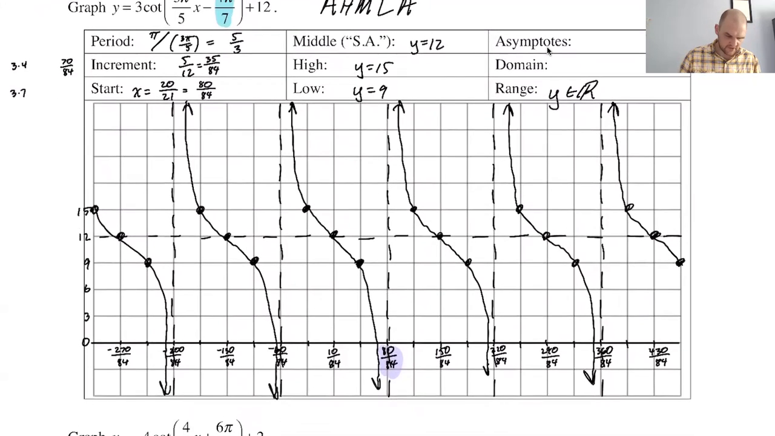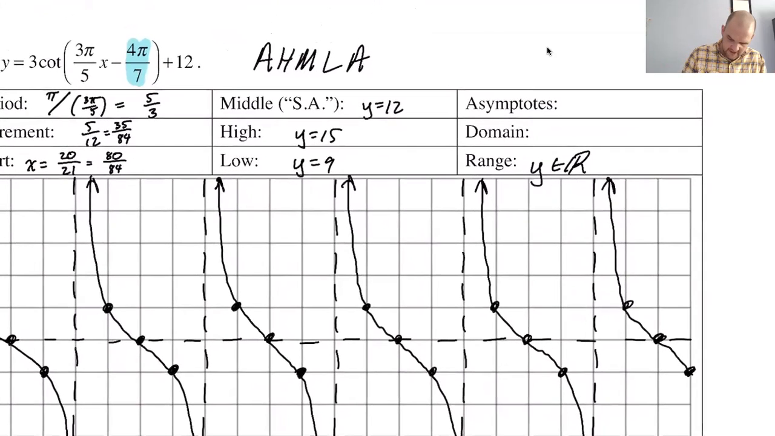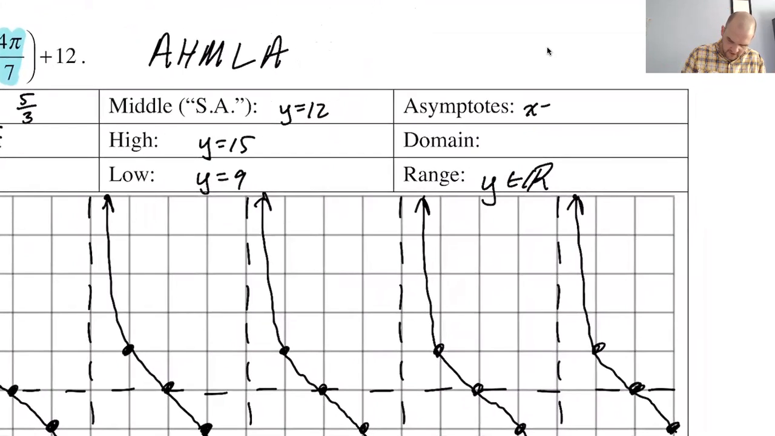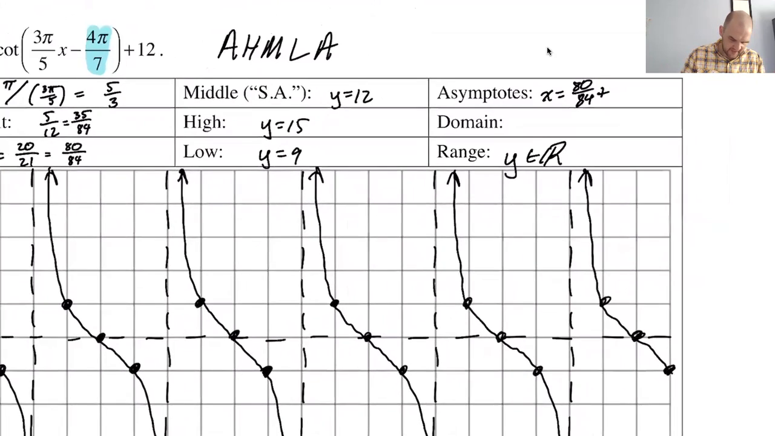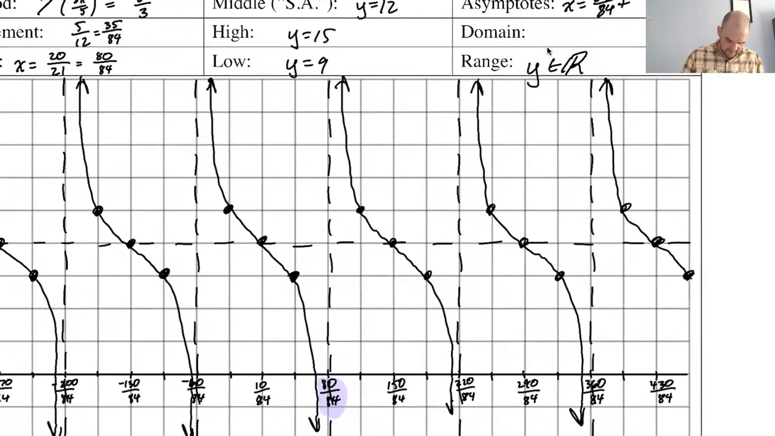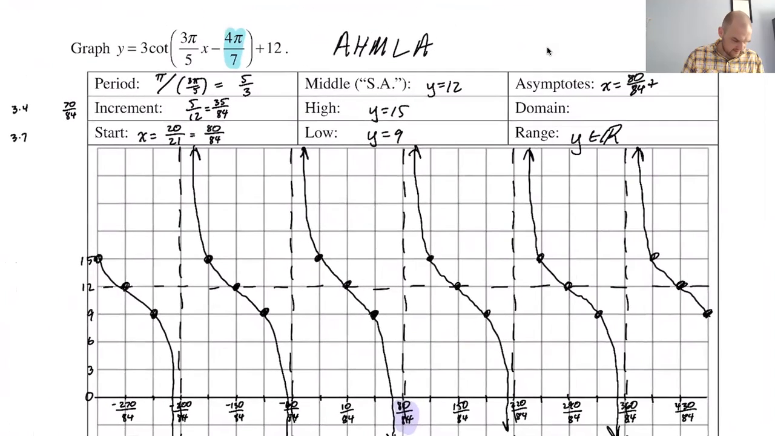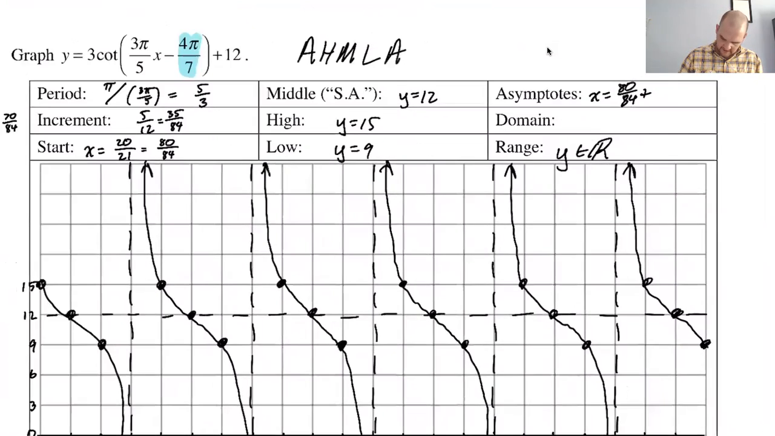All right, asymptotes. Always at the starting point. The asymptotes and domain for cotangent are actually a little easier to do. So the first one, starting point, which was 80 over 84, plus the period, which is 5/3, which is like, I don't even know. What is that? 5/3 in 84ths? I don't want to work that out. 28 times, whatever, 28 times 5, 500. 28 times 140. Add 140. Yeah, it worked.